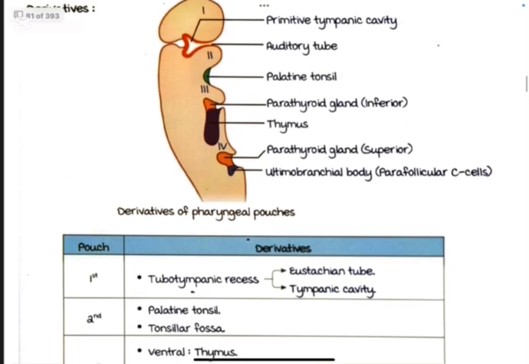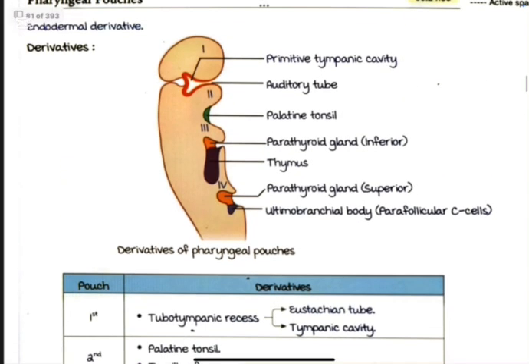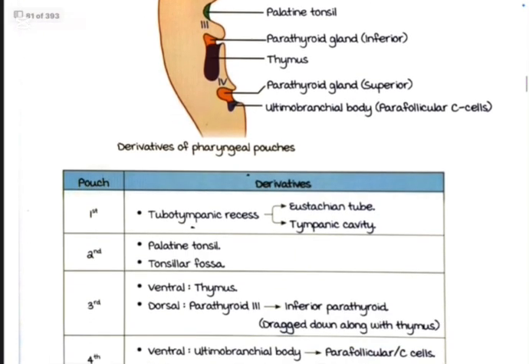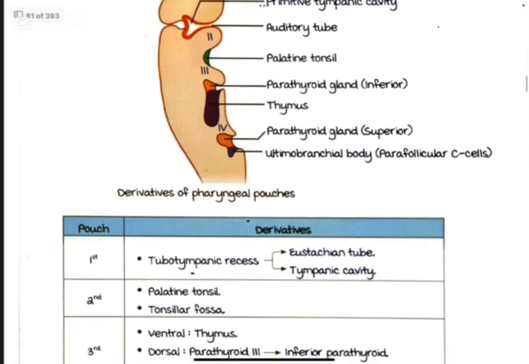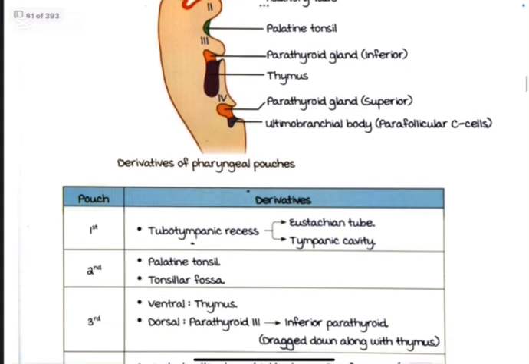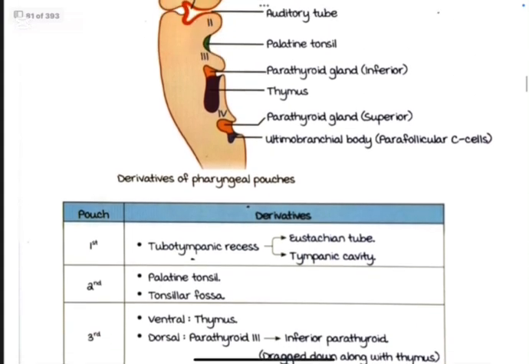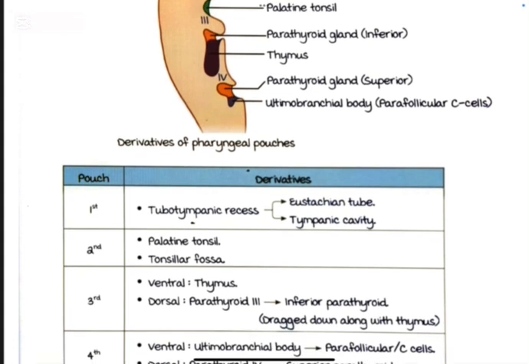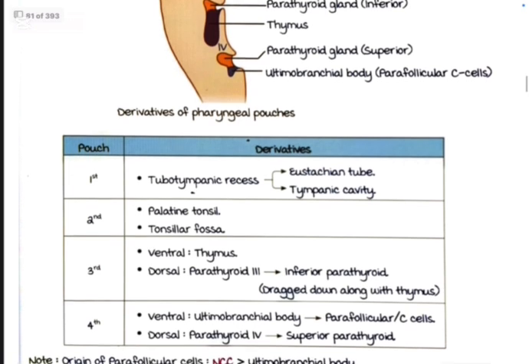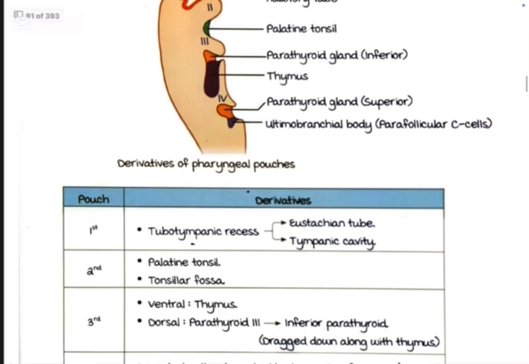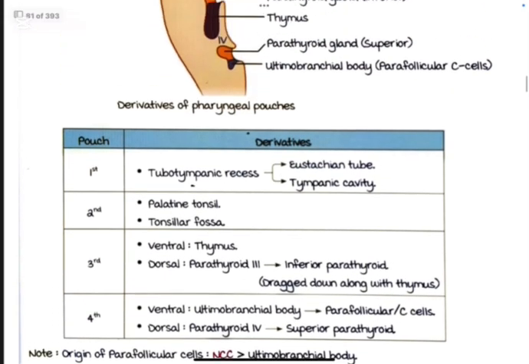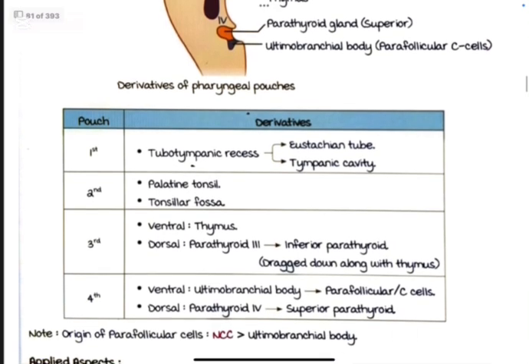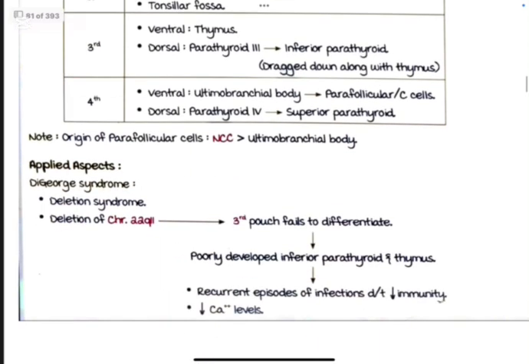First, tubotympanic recess gives rise to eustachian tube and tympanic cavity. Second, palatine tonsil and tonsillar fossa. Third, ventral thymus, dorsal parathyroid 3. Inferior parathyroid dragged down along with thymus. Fourth, ventral ultimobranchial body, parafollicular C cells, dorsal parathyroid 4, superior parathyroid.